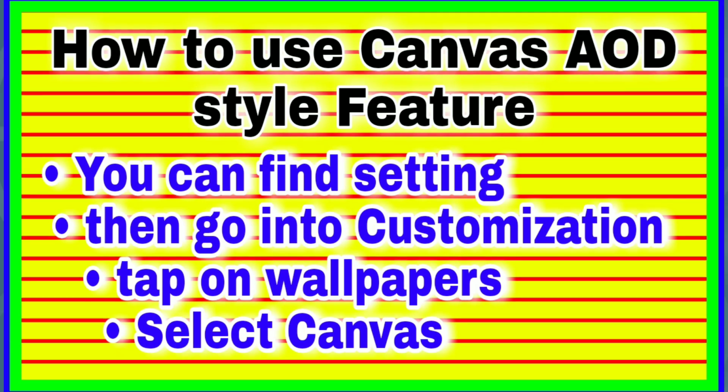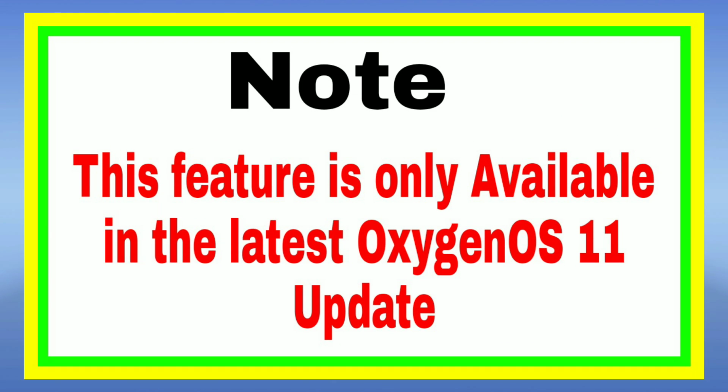How to use Canvas AOD style feature? You can find Settings, then go into Customization, tap on Wallpapers, select Canvas. Note, this feature is only available in the latest OxygenOS 11 update.